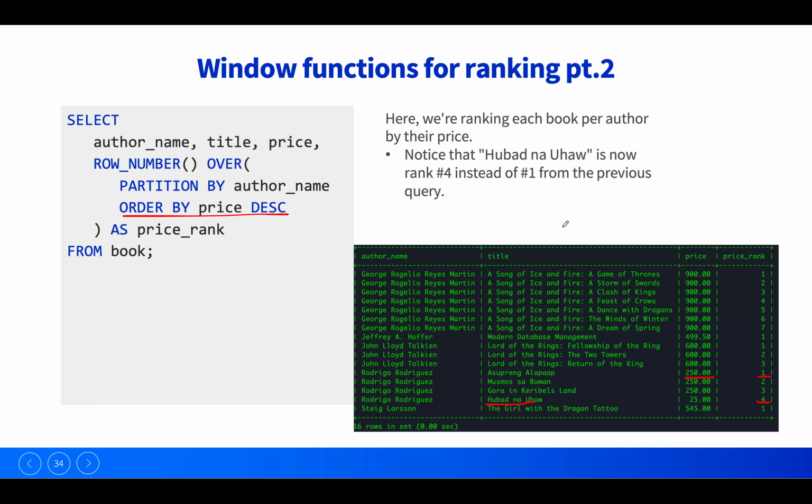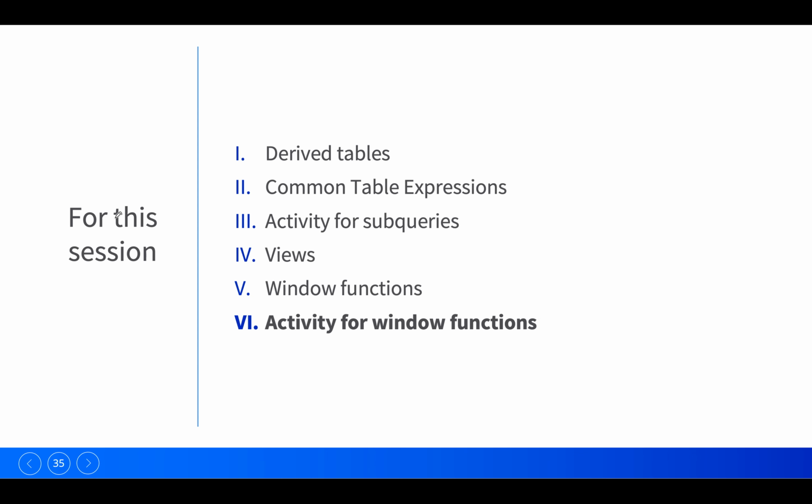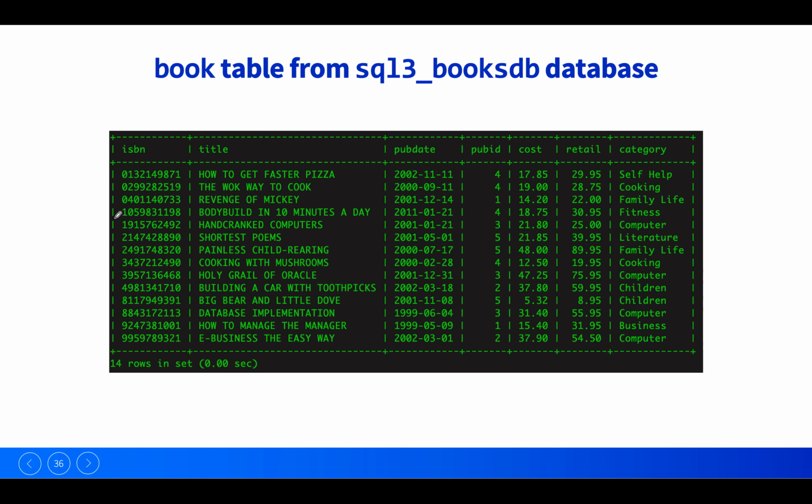All right. So again, these particular orderings, this is how we can essentially rank our result set, right? And you can specify other orderings as well. So maybe not just price, but maybe you want to order by title. You can do so. Right. So now let's proceed to the activity for the window function.